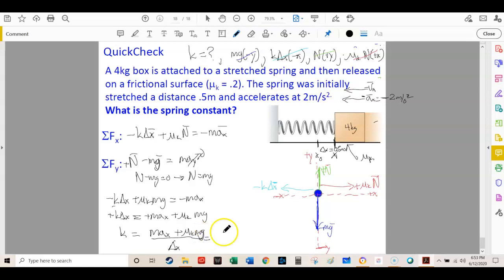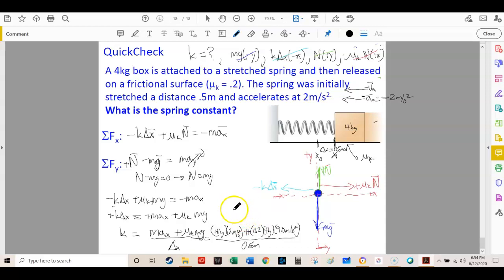Okay. Well, now I'm going to put in our numbers. This is going to be 4 kilograms times the acceleration, which is 2 meters per second squared. Since we've already listed the negative here, we're just putting in the magnitude. Plus mu sub k, which is 0.2. The mass again is 4 kilograms. And gravity is 9.8 meters per second squared. It's not negative 9.8, it's just got a magnitude of 9.8. We took care of the sign over here. Delta x is 0.5 meters.